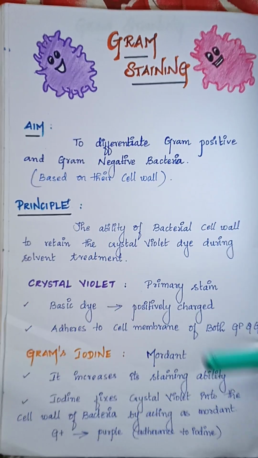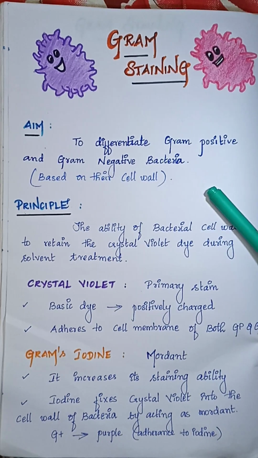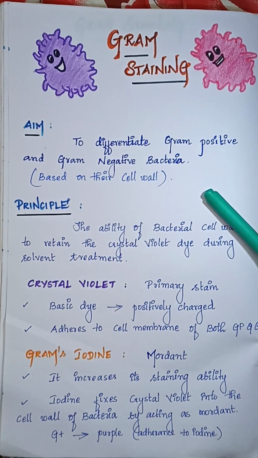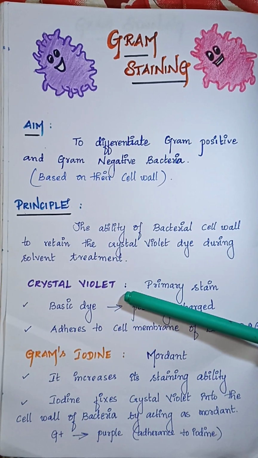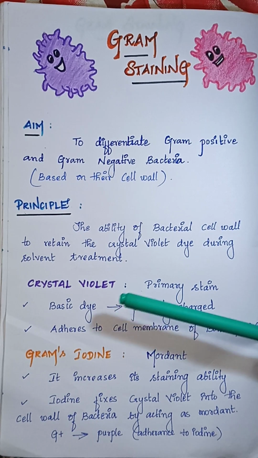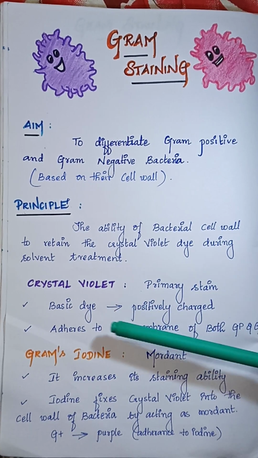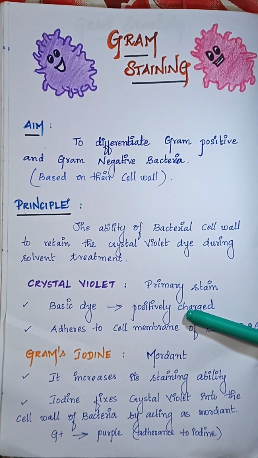Based on the ability to retain the purple color, the ability to retain the crystal violet, we can differentiate gram-positive and gram-negative bacteria. The first dye or stain we'll be using here is crystal violet. This is called the primary stain, a basic dye which is positively charged.